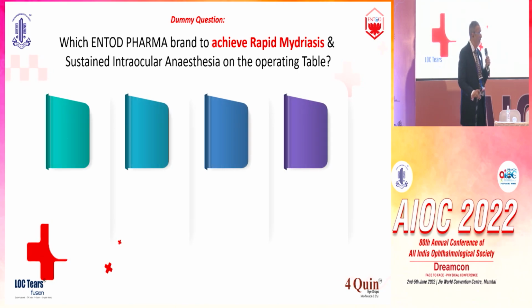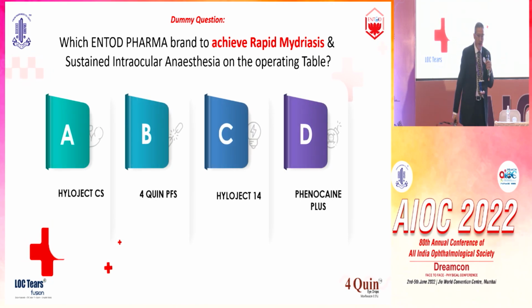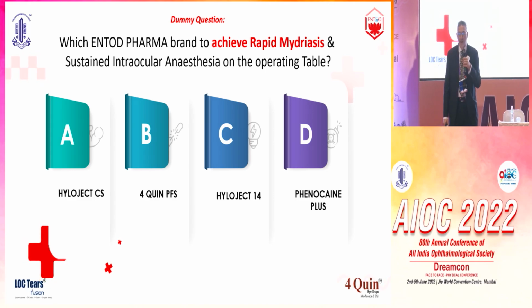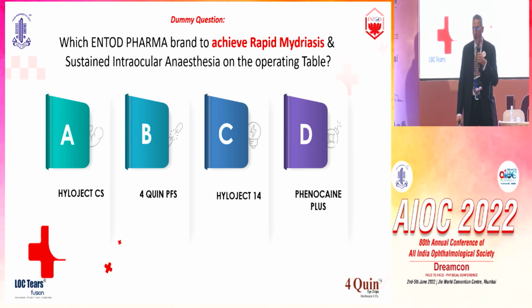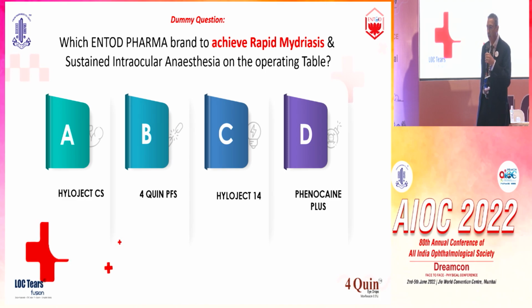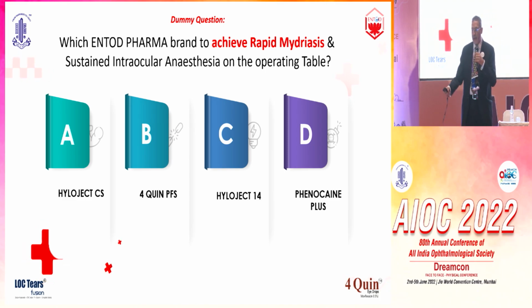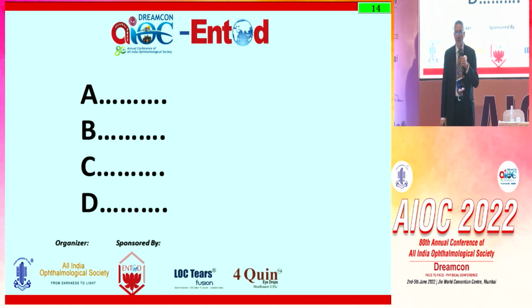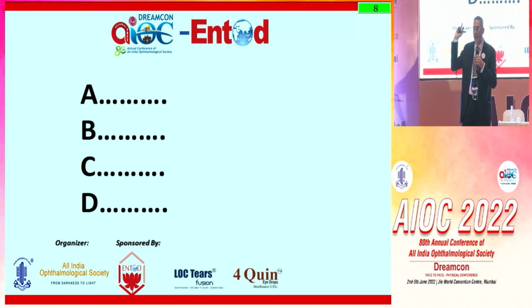No, you can press A, B, C or D. Which Entod pharma brand... and the green numbers are telling you how much time you have left.